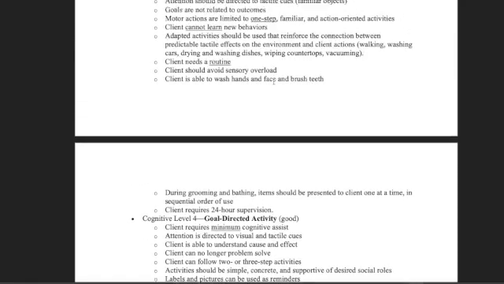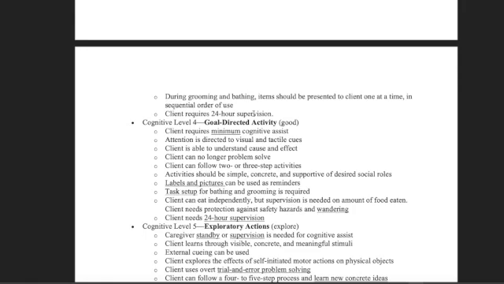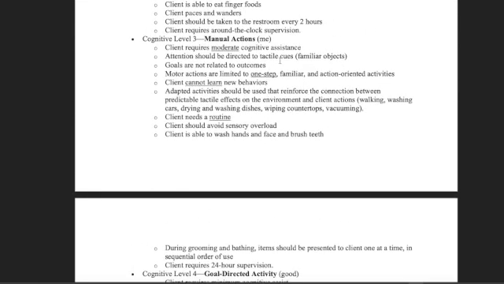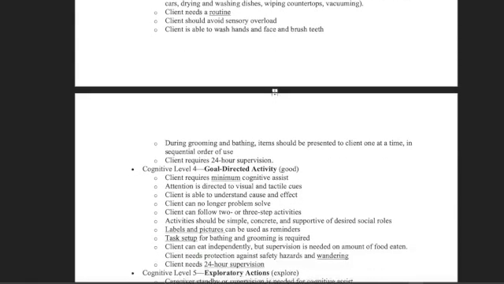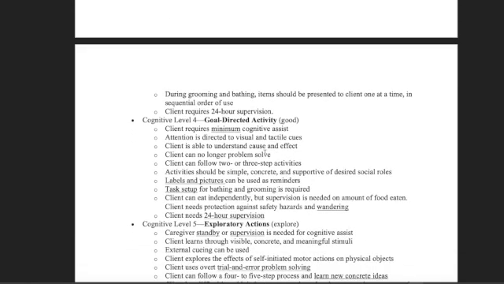Moving on to level 4, goal-directed activity. Now they moved from the previous level of mod assist with cognitive. Now they are min assist with cognitive. Their attention is directed now to visual and tactile cues. If you remember in level 3, their attention was mostly directed towards tactile cues, like familiar things. Now you can add more of a visual component as well as tactile. The client is able to understand cause and effect. So if I do this, then this will happen.